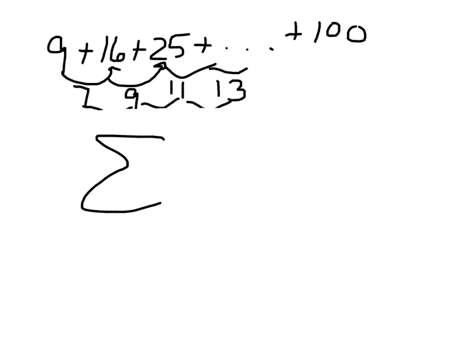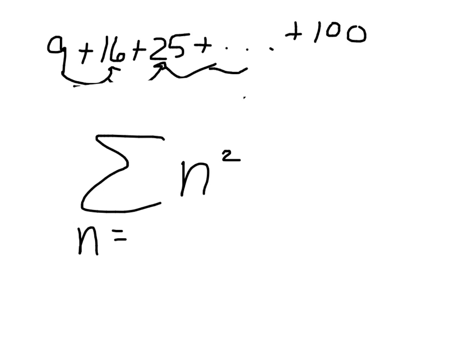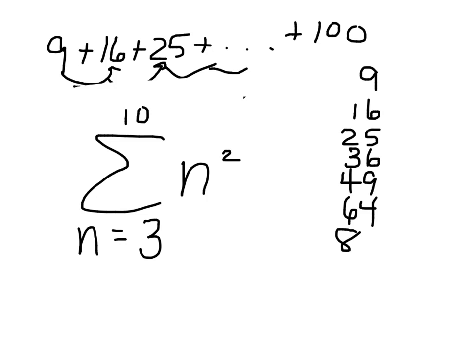N? What number do you start with? Three. You're starting at three, not at one. What number do you end with? 10. And that's the part where some of you guys were messing up, because you were saying it was to 100. You were saying 100 squared is 100. That's not true. Okay? Now, as far as adding them goes, 9 plus 16 plus 25 plus 36 plus 49, 64, 81, 100. What do you get?